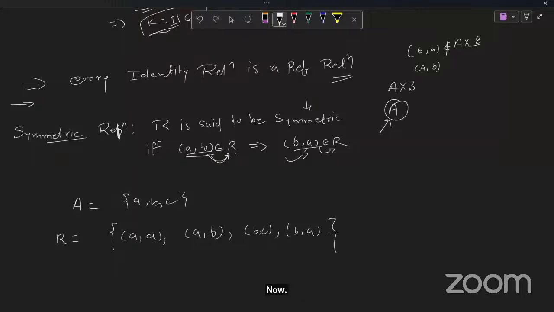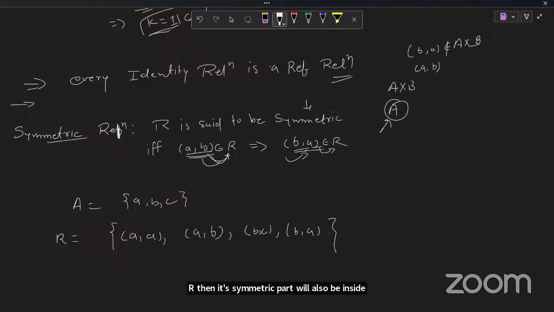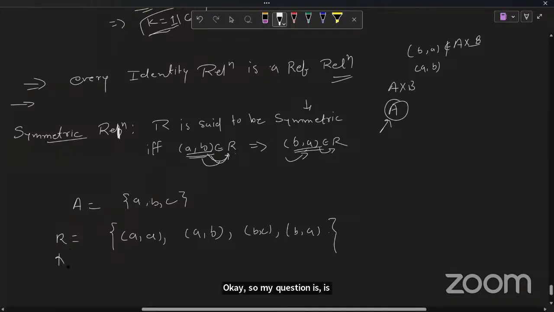Is this a symmetric relation? That's what I am explaining. A relation is said to be symmetric if some pair is inside R, then its symmetric part will also be inside R. So my question is, is this R symmetric? No, sir. Why?